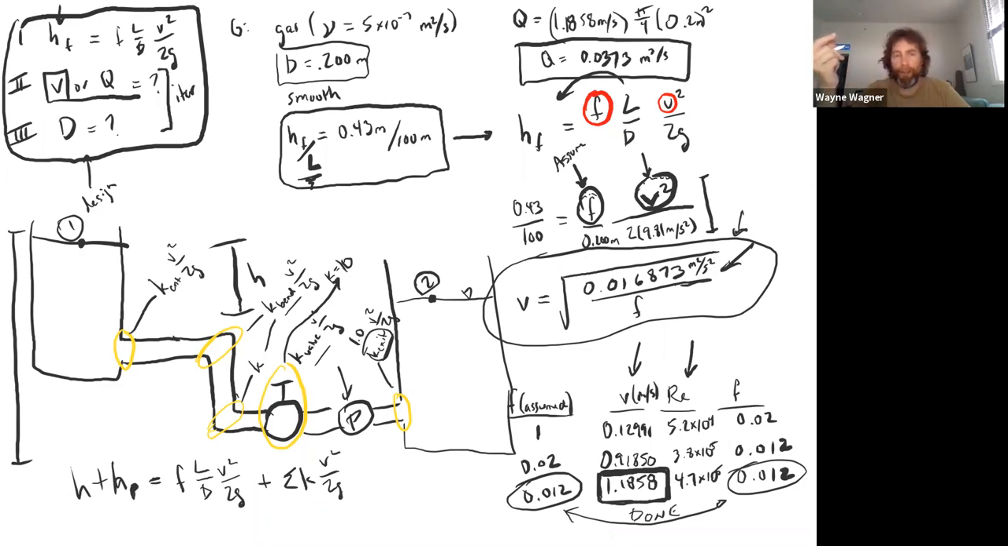For the exit, for a big exit like this, it's usually 1.0. In fact, that makes sense because if you think about our HGL and EGL, the amount of energy lost there is always V squared on 2g. And that's really because the other way to think about it is that the K value is 1.